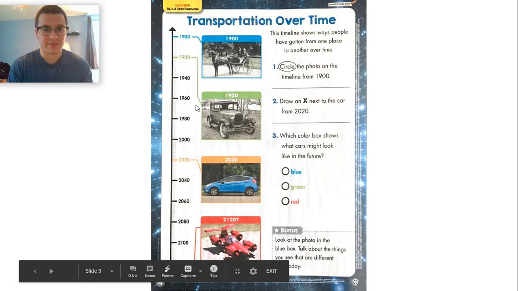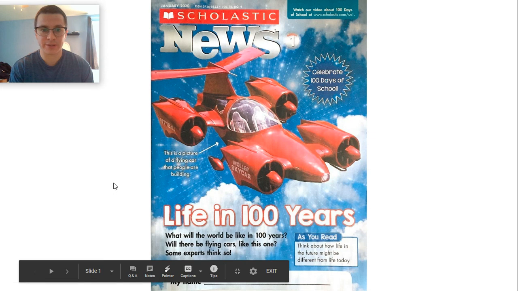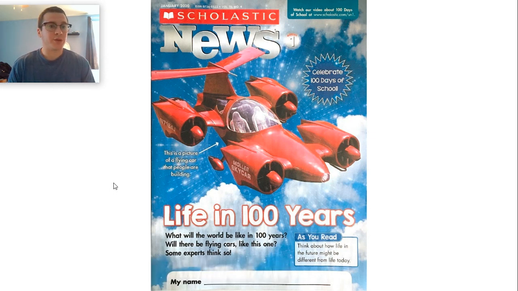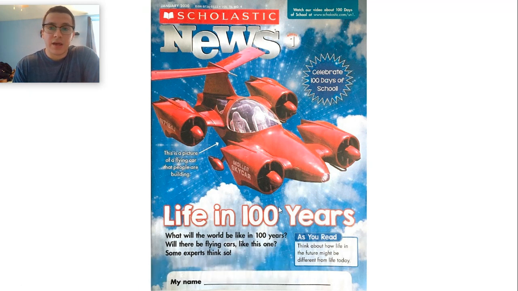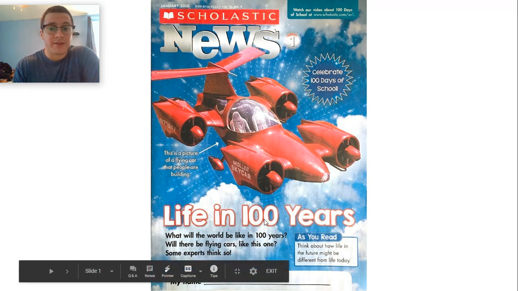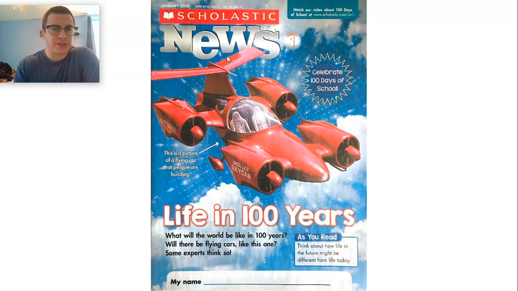And then on the back, we have this timeline. All right, so taking all of those things into consideration, we know that the genre is nonfiction. The genre is nonfiction because we know that this article is about to teach us about something. It's going to teach us about life in 100 years. All of the text features show us that it is a nonfiction text.